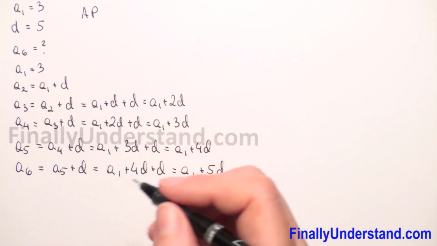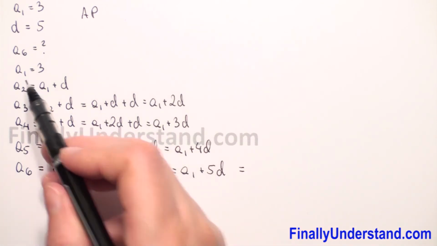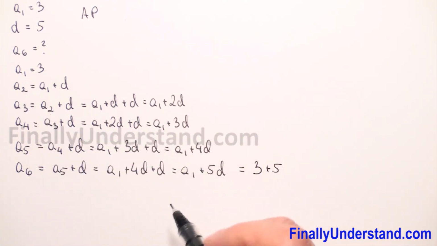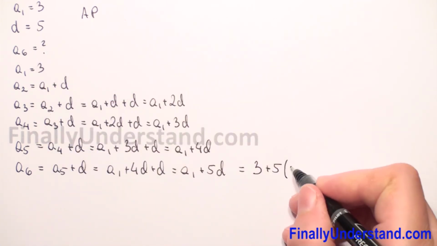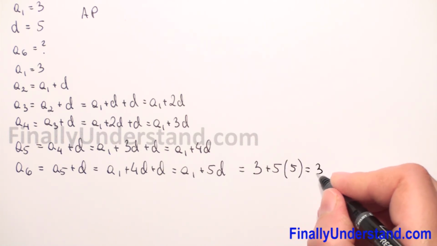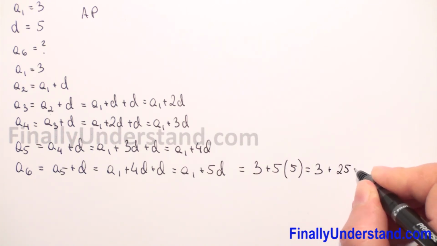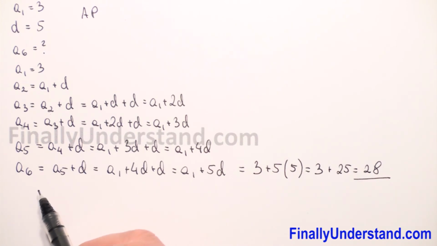So now we have to just substitute A1, we have given by 3 plus 5, and D is given 5. So first we have to do multiplication, so we copy 3 plus 5 times 5 is 25, so this is equal 28. We found the sixth term of our arithmetic progression.